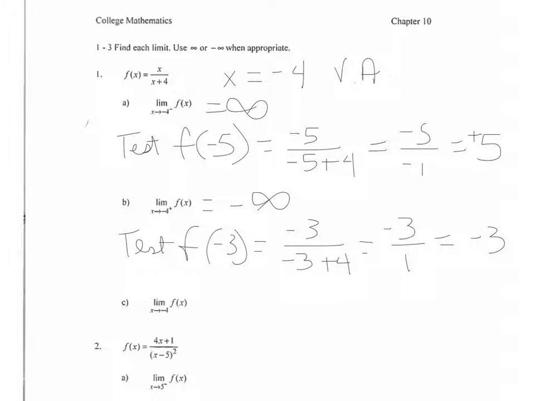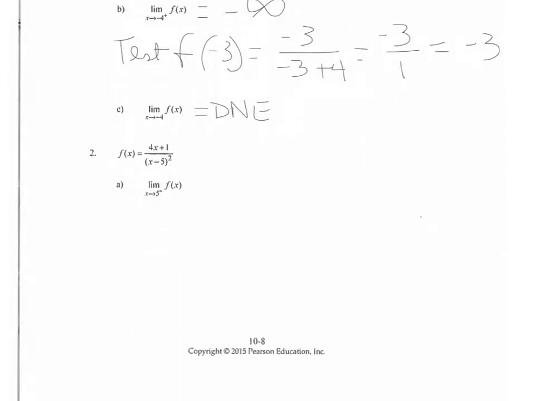So what would you tell me then about the limit of this function as x approaches -4? Is it going the same way? So I would have to put does not exist. If they were both moving toward, say, positive infinity, then I could say that the function is moving toward positive infinity as x approaches -4. But since they're going different directions, I can't say that.